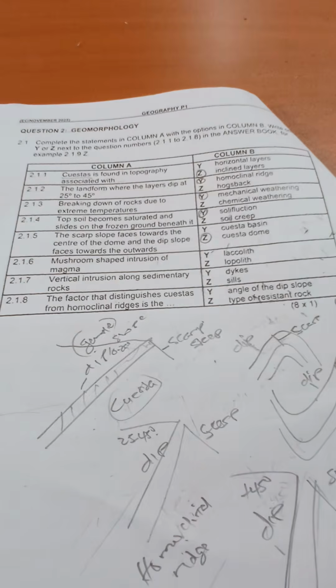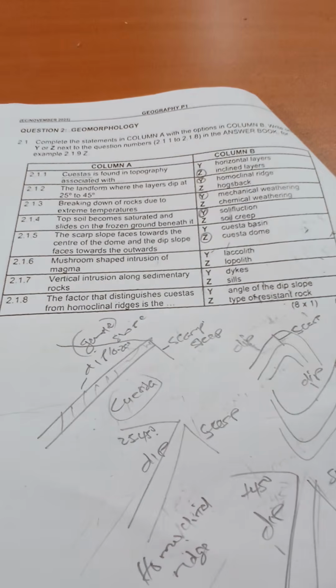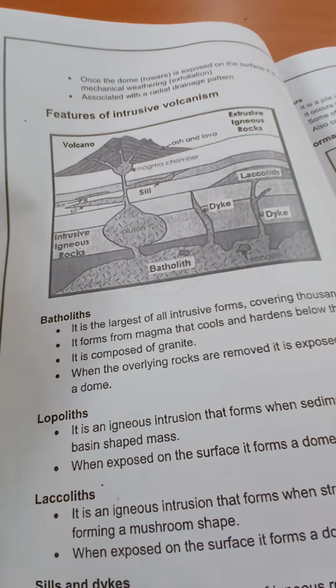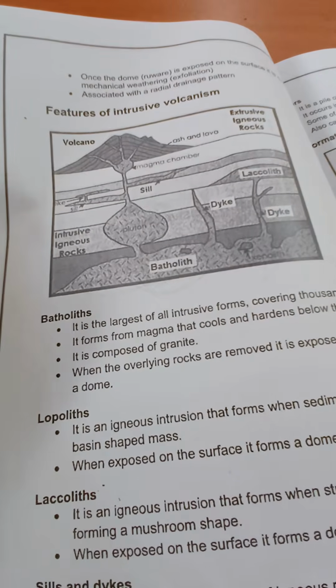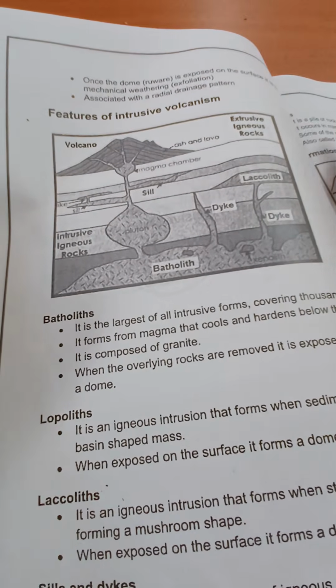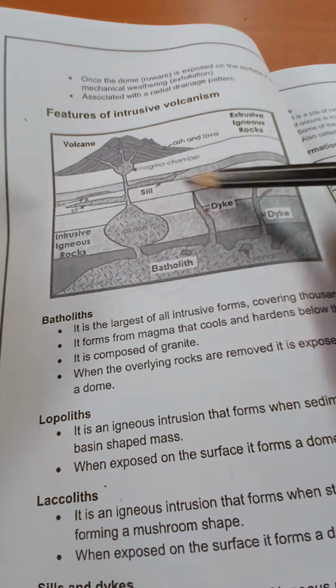So here we are simply saying that during the process of volcanicity, what are we likely to have? We have landforms that are formed within the crust, that we call intrusions. There's something that I want to show you. Like your batholith, your laccolith, this is basically what we are talking about. This is still beneath the crust when volcanicity has taken place.